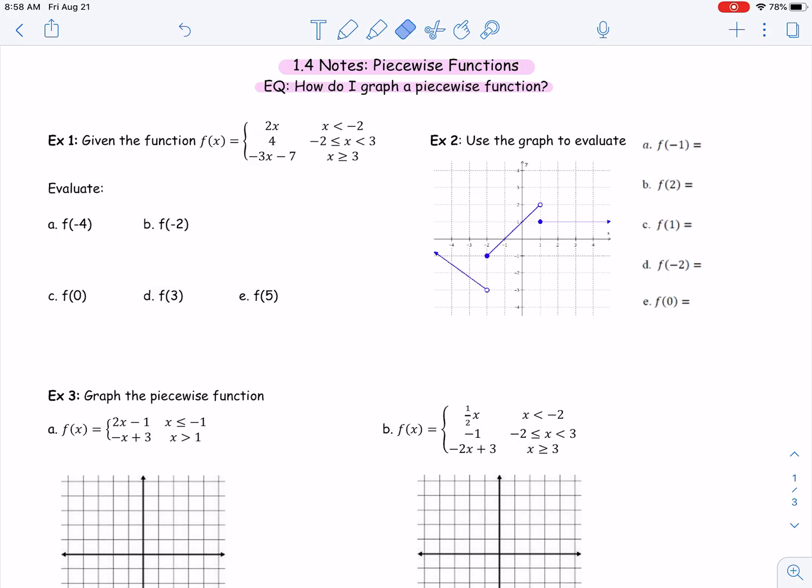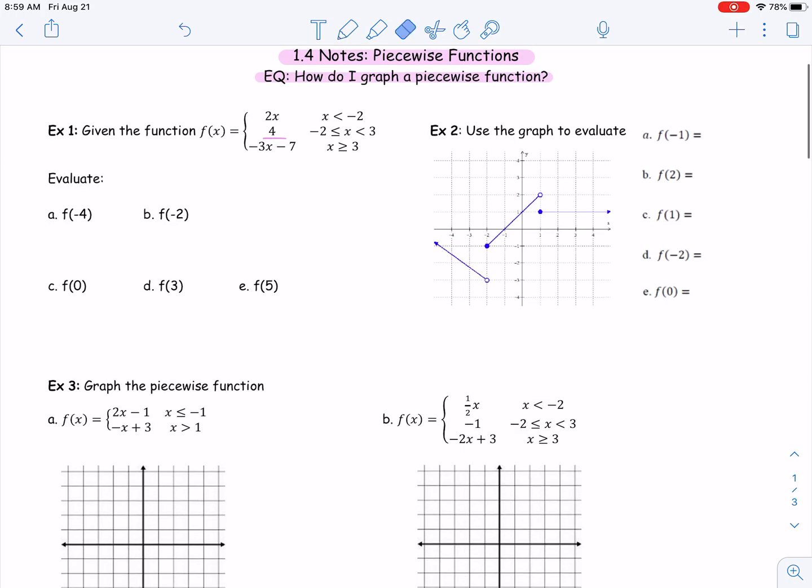Then we go to our second function, which is 4. What is f of x equals 4? What is y equals 4? That's just a horizontal line. So we're just going to be graphing a horizontal line on the domain from negative 2 less than or equal to x less than 3. And then the third function is that negative 3x minus 7 on the domain of x is greater than or equal to 3.